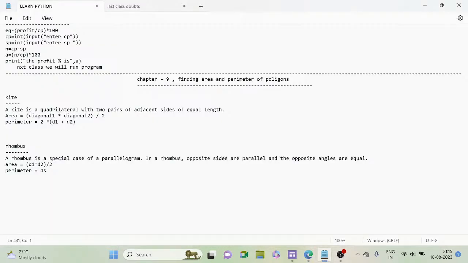So it's split into two parts. Now let's go for its area. Its area is diagonal 1 into diagonal 2, by 2. I said that it's split into two diagonals, called diagonal 1 and diagonal 2. For diagonal 1 we can name it D1. Now let's go for the program.